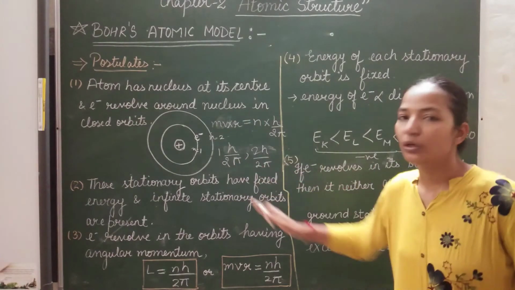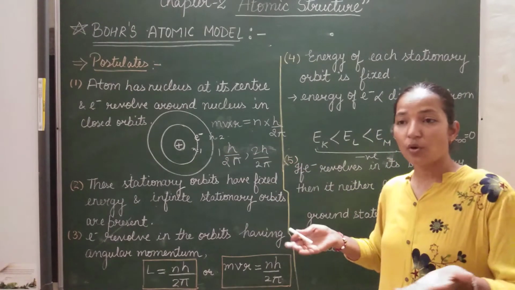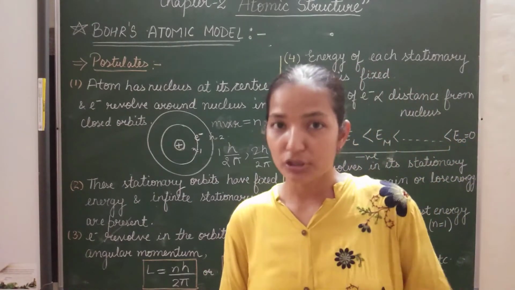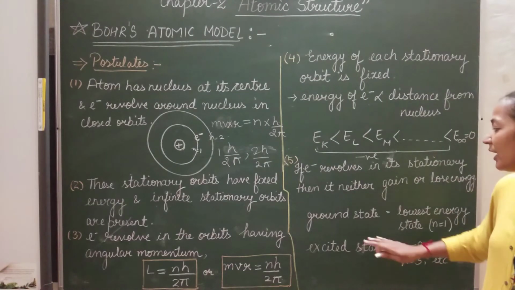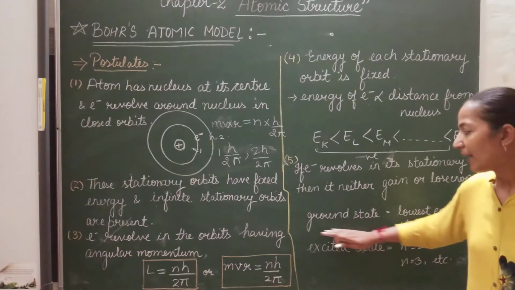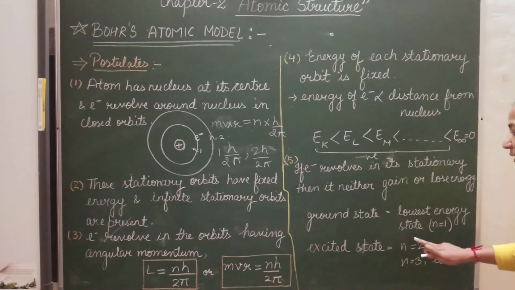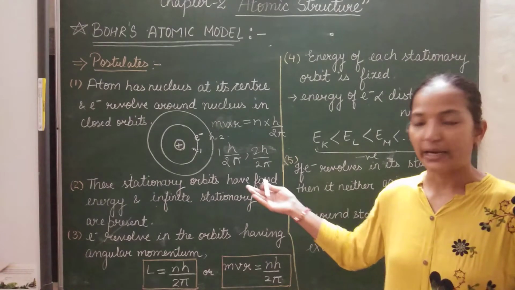And he also told that the lowest energy orbit, the lowest energy stationary orbit in which the electron is present, that position of the electron is also called the ground state. It is the lowest energy state, and n equals 1 represents the ground state of the electron.